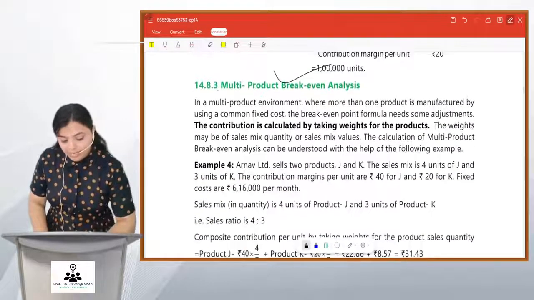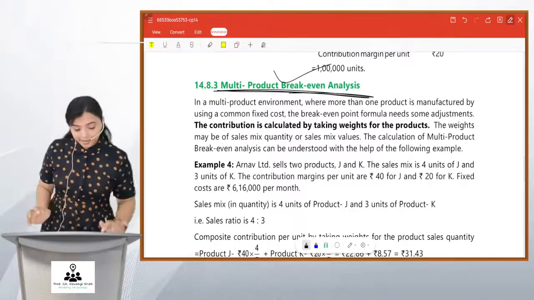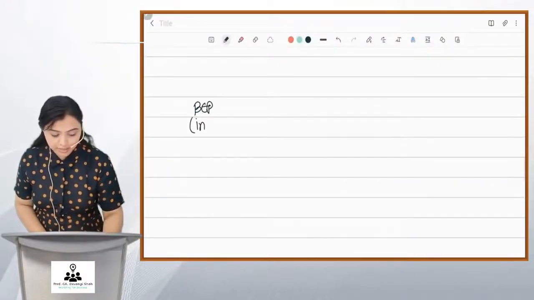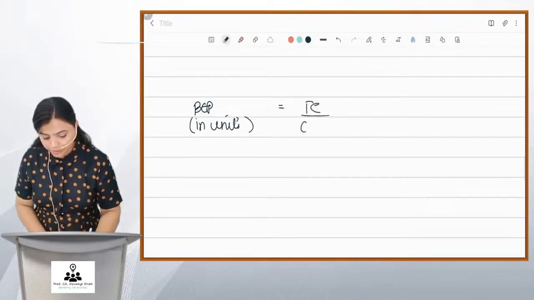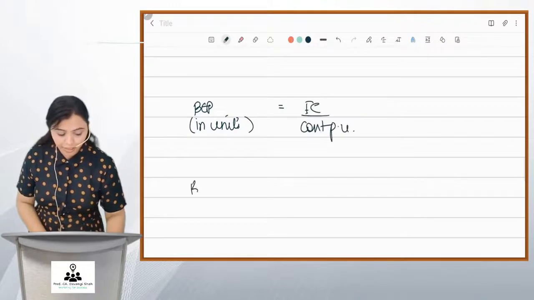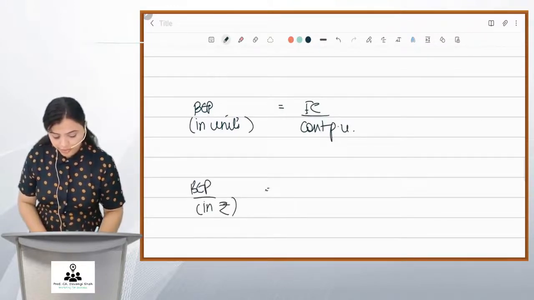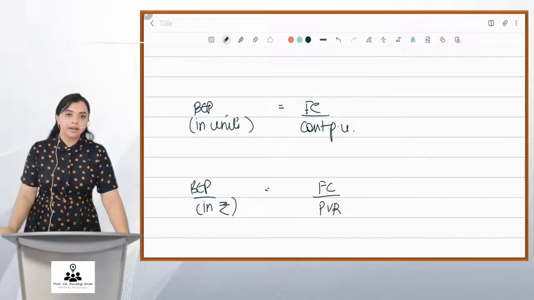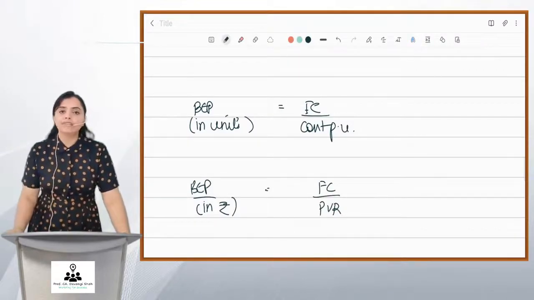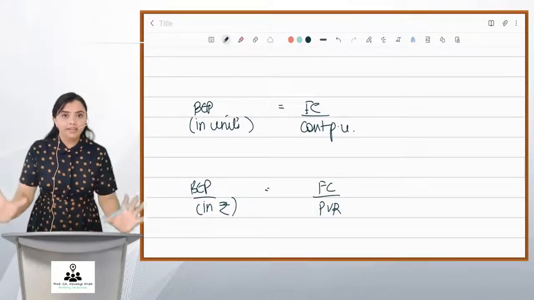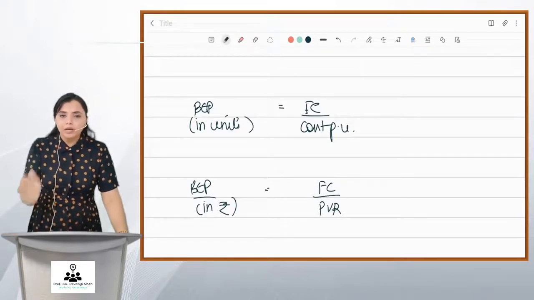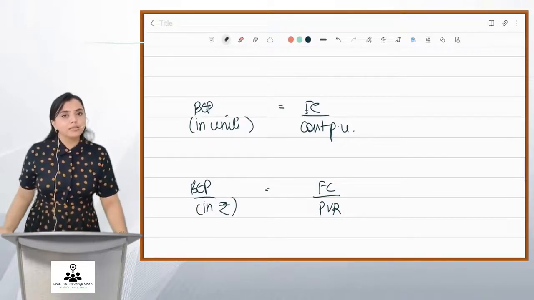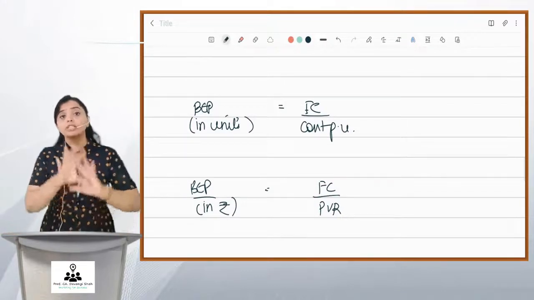Okay. Now we come to multiple product BEP. Now friends, this is something very interesting. First, tell me the two formulas of BEP. In units, it is fixed cost upon contribution per unit. And BEP in rupees, it is fixed cost upon PV. Correct? We already know these formulas. But friends, like we did in illustration one, we had just one product. In many sums that you solve, the company is dealing in one product. The sums are made like this. But practically, no company deals in just one product. Right? Company is diversified. Company deals in two or more products. So when company is dealing in two or more products, how will you calculate the company's BEP?